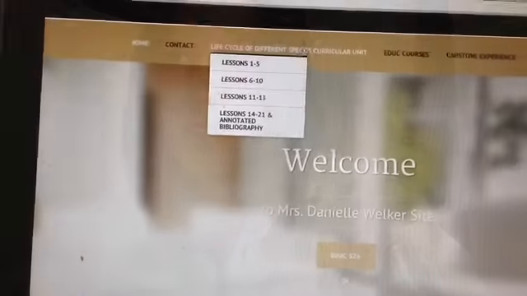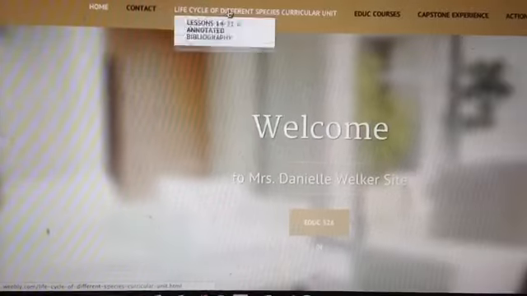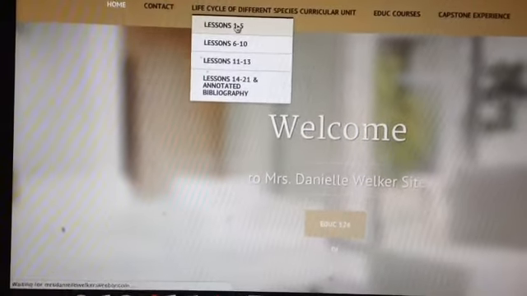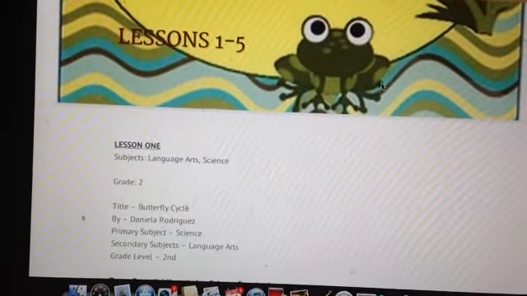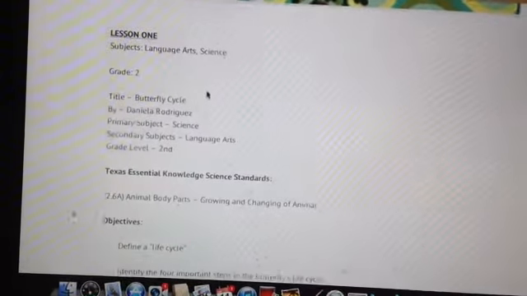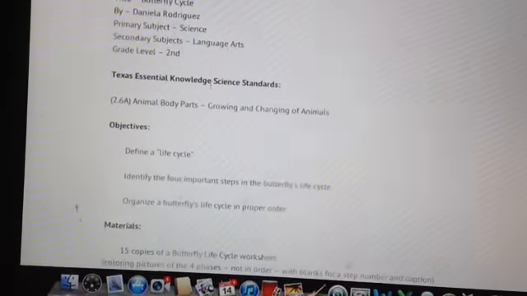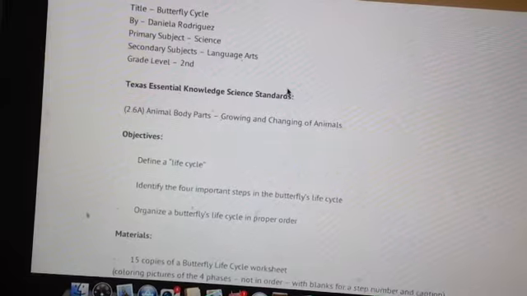On my page, these are the different lessons under Life Cycle, a Different Species curricular unit. So as a teacher, I would come here and I would click lessons 1 through 5. Here, I would see a comprehensive unit, starting with lesson 1, as well as the grade level and what targets would be hit. This was from Daniela Rodriguez, and it was the butterfly life cycle. So I start with the butterfly life cycle, and I move through each different animal.